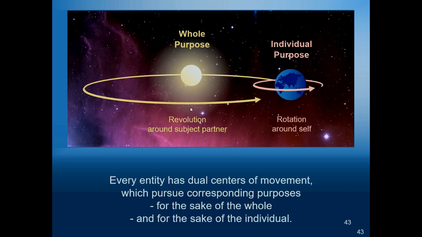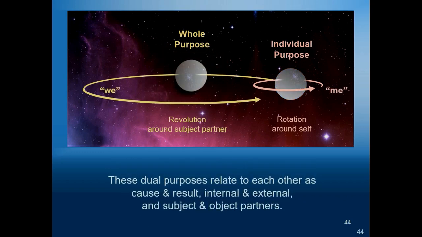Both of them are key to survival. So it's not just the whole purpose and not just the individual purpose. Both are important to be fulfilled. If we transfer this example to human beings, there is a society, and there is you and the family and society. If you just live for yourself, it hurts the family. If you live just for the family but you don't take care of yourself, it's also bad. So you need both. You need to take care of both of these purposes, whole purpose and individual purpose. These dual purposes relate to each other as cause and result, internal and external, and subject and object partners.